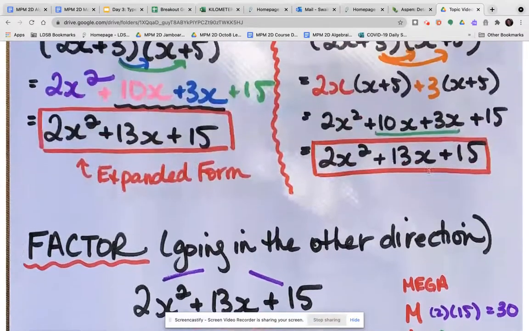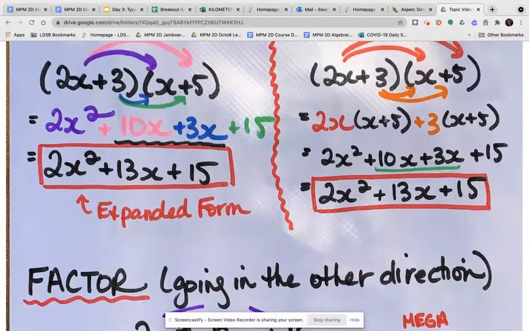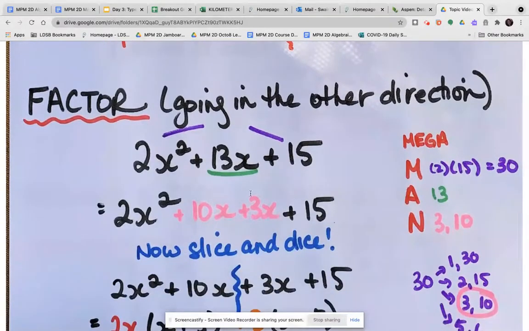So 3 and 10 look like a good option for us to use in this situation, okay? Remembering up here, we want it to look like this so that we can go in the opposite direction. We want to be able to slice and dice this by grouping. So we're going to turn this trinomial into a polynomial with 4 terms so that we can slice and dice it. We're going to do that not by changing its value in any way, but by changing the way it looks. So instead of writing 13x, we're going to break that 13 into 10x plus 3x. I could have also written 3x plus 10x. The order is not important there.